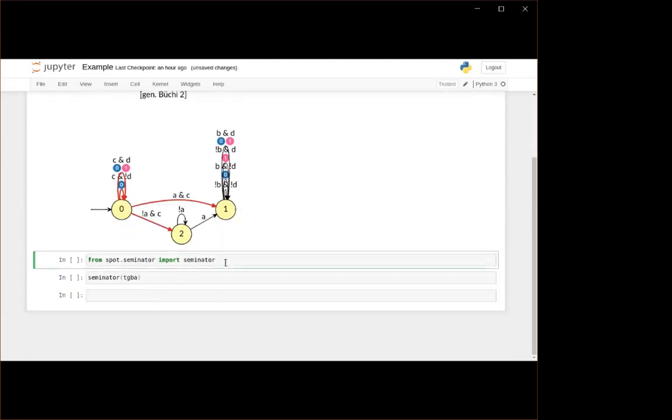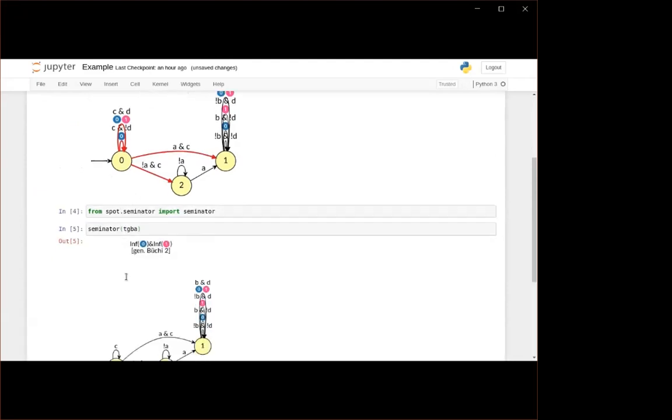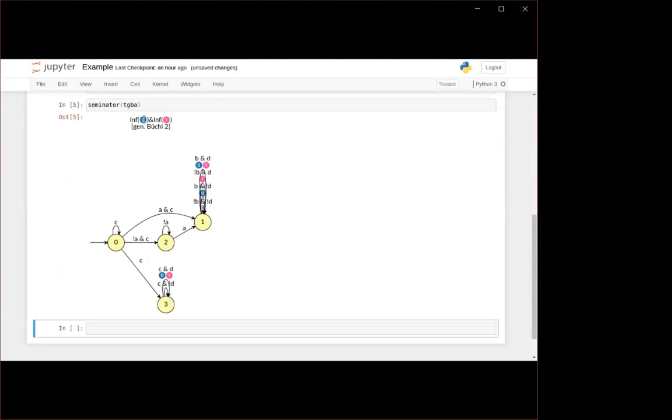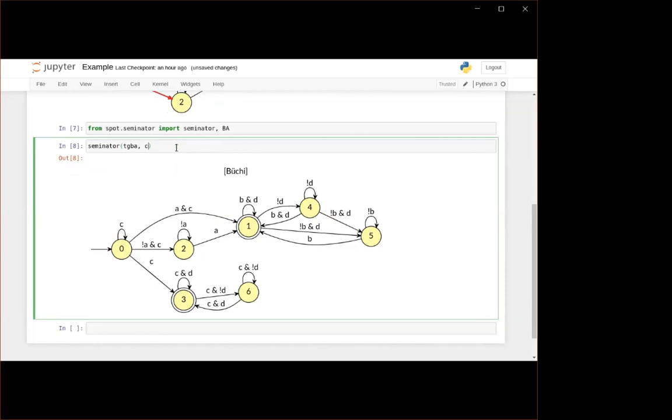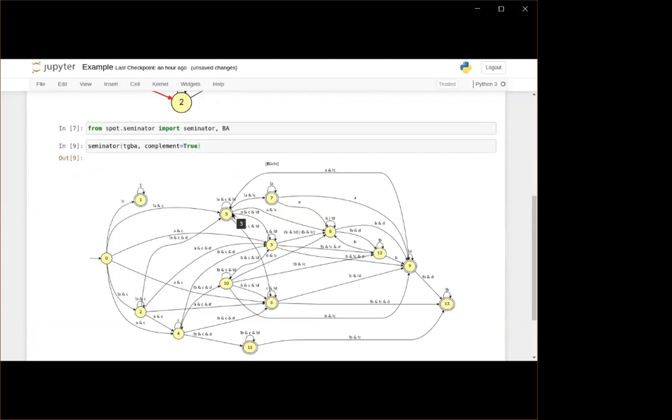To use Seminator, we import the Seminator function from the Seminator plugin of Spot, and we simply call Seminator on this TGBA object, and we get a semi-deterministic automaton. We can pass some arguments like highlight equal true to highlight the deterministic part, the non-deterministic part and the non-deterministic choices. We can request a Büchi automaton as output, and for this I need to import BA. So I get a semi-deterministic Büchi automaton this time. Or we can ask for a complement to get a complement Büchi automaton.